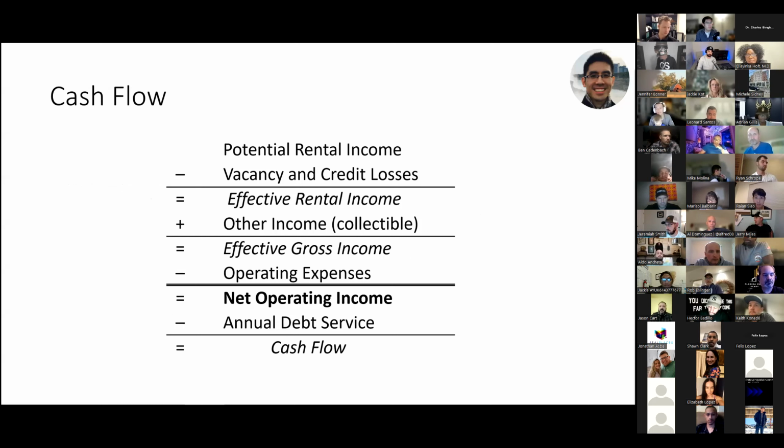The first half of this calculation we've already gone over, which is the NOI equation. You first take your potential rent income, which is your total market rents, and minus vacancies and credit losses. This is your loss to lease, concessions, bad debt, etc. Vacancies and credit losses together give you your economic vacancy. So take your potential rental income minus your economic vacancy, and you get your effective rental income. And that's the actual rent that you've achieved.